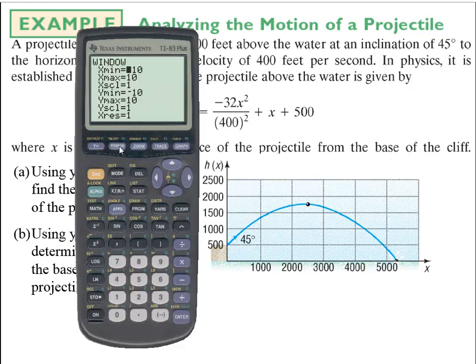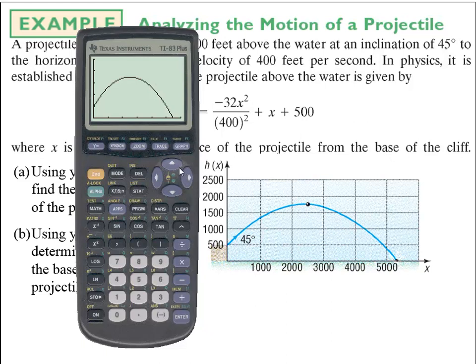So let me go to my window and change my x-min to be 0, my x-max to be 6,000, as is implied by that graph, and let's put tick marks every 1,000 as was done on that graph as well. And then let's make our y-min be 0, our y-max be 2,500, again as was done on that graph, and let's do tick marks every 500 units. Right? So if I hit graph, there's that projectile picture that I see.